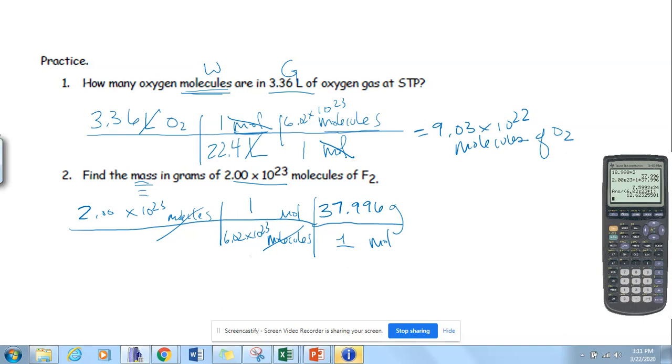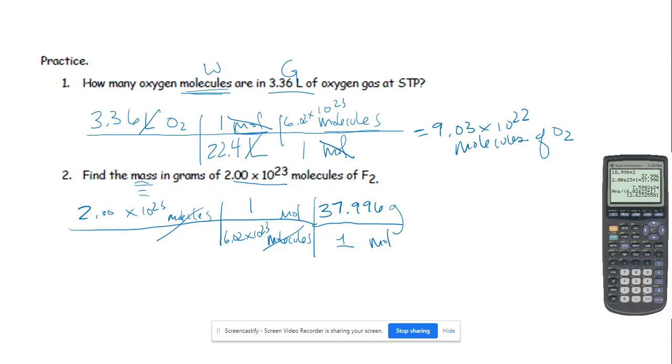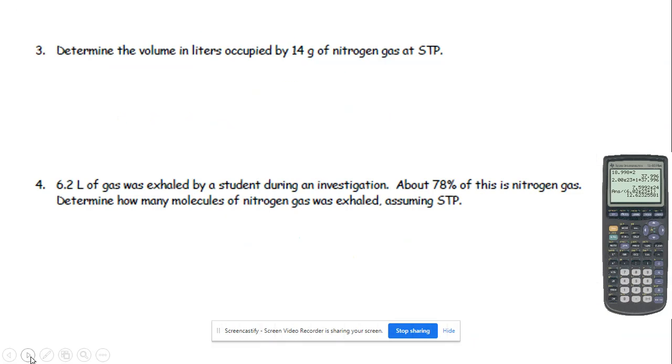Since I'm going to keep only 1, 2, 3 sig figs, I'm going to keep 1, 2, 6. That 2 is going to leave that 6 a 6. So final answer is 12.6. The label is grams of F2. Good? Good. Let's do some more.